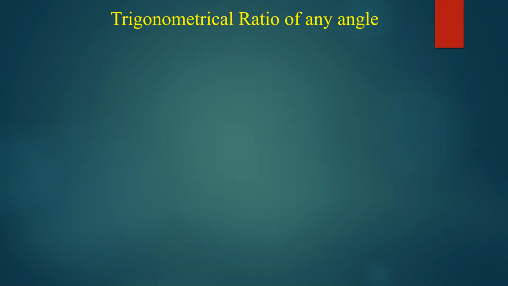Today we learn how to find the trigonometrical ratio of any angle. When I say any angle, you know the standard angles: 0 degree, 30 degree, 45 degree, 60 degree, and 90 degree. When I ask you what is sine 0 degree, or sine 30 degree, or cos 45 degree, you know these values, right?